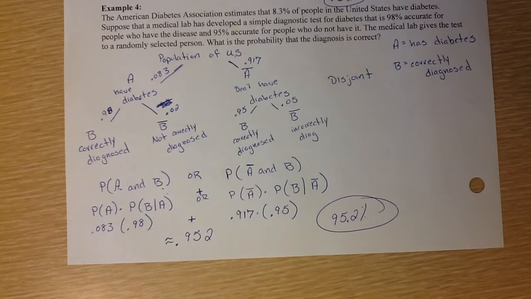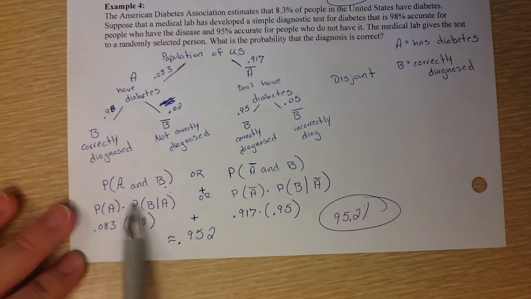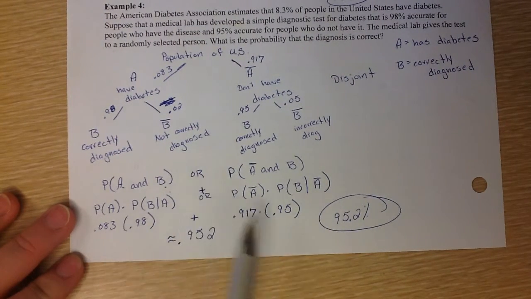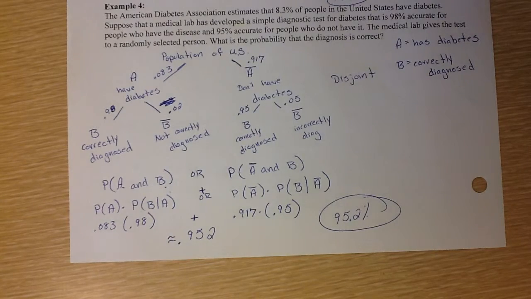Okay. So here we had to use a couple different of our probability rules. We had to use the probability of dependent events for this part here, plus how to find the probability of a disjoint compound event.